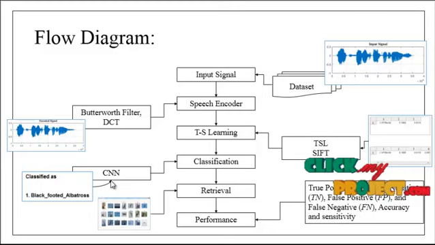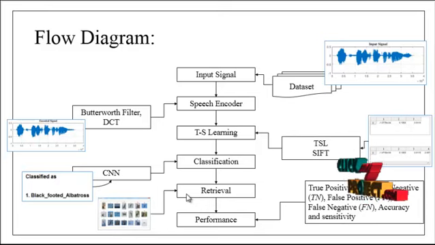After finding out the name, the retrieval will be carried out. In this retrieval process, the corresponding object will be retrieved from the dataset. Actually, the dataset consists of several images with several object types. After retrieving the corresponding image, we move on to the performance parameters.